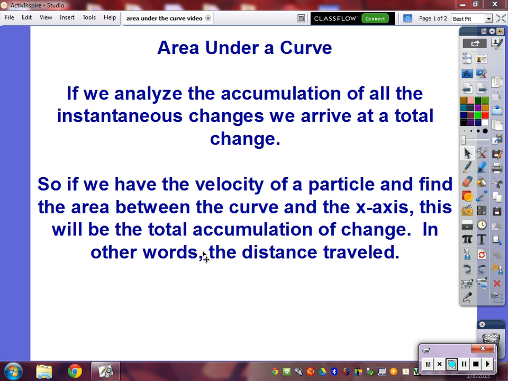And so if we have the velocity of a particle, which is a rate of change, and find the area between the curve and the x-axis, which is what we're referring to up here, this will be the total accumulation of change. In other words, your total accumulation of your changes in velocity, which is the distance traveled.